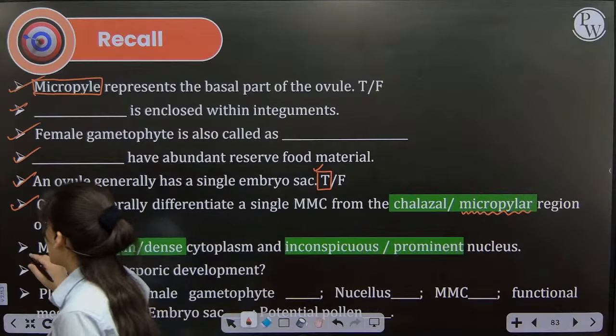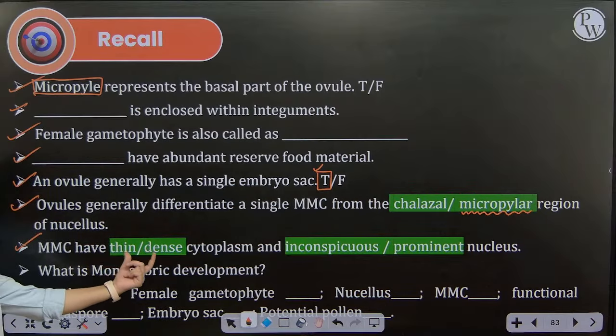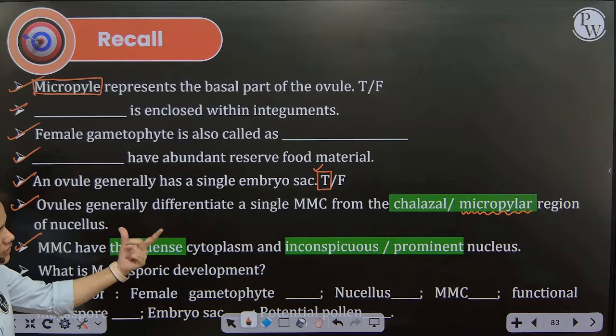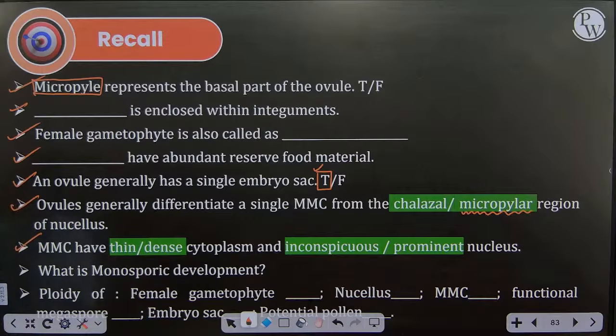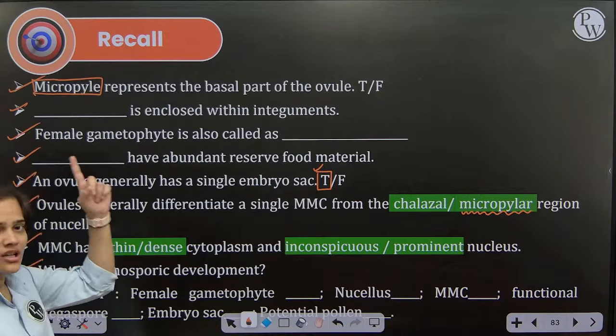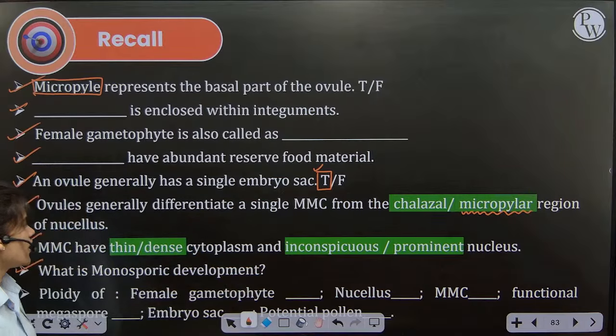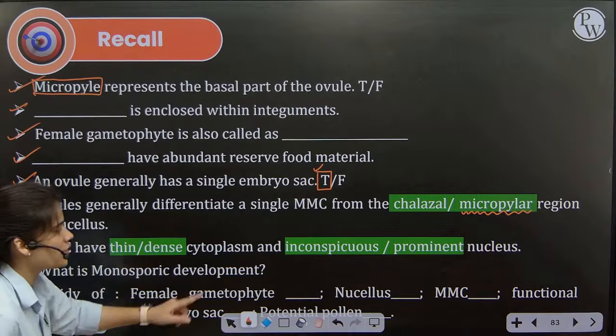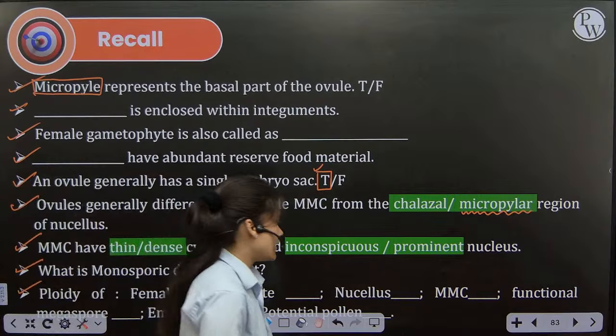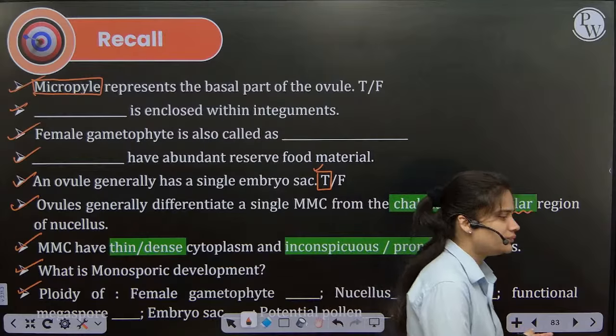Megaspore mother cell has thin or dense cytoplasm, and inconspicuous or prominent nucleus? They have dense cytoplasm and prominent nucleus. What is monosporic development? One functional megaspore going to form the female gametophyte. That is known as monosporic development. Now, ploidy of female gametophyte. Female gametophyte is N.